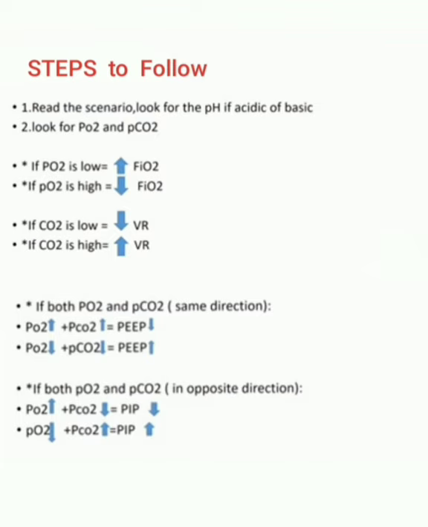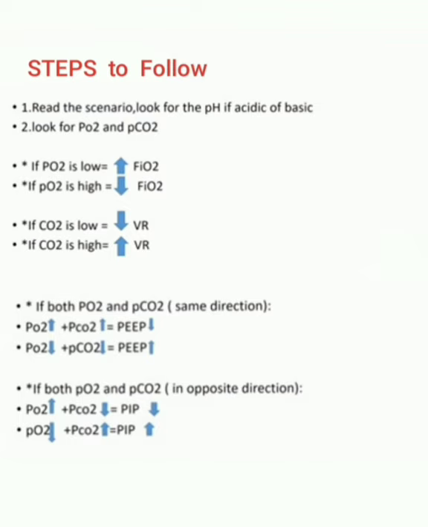Next, we notice the partial pressure of carbon dioxide. If partial pressure of carbon dioxide is low, we decrease the ventilator rate. And if partial pressure of carbon dioxide is high, we increase the ventilator rate. I am again repeating, if partial pressure of carbon dioxide is low, then we decrease the ventilator rate. And if partial pressure of carbon dioxide is high, we increase ventilator rate.